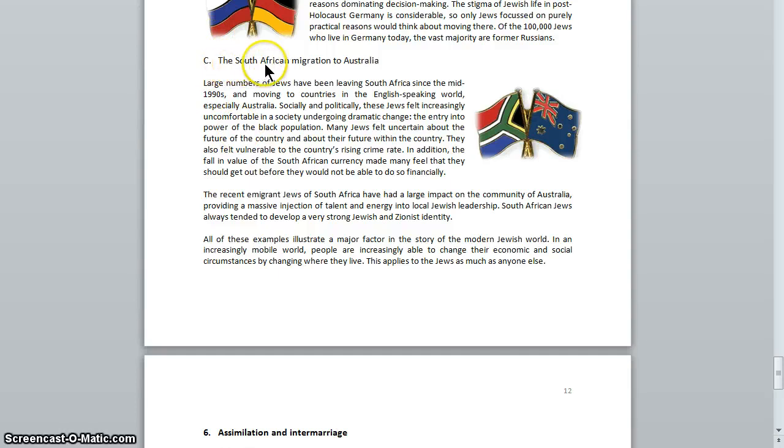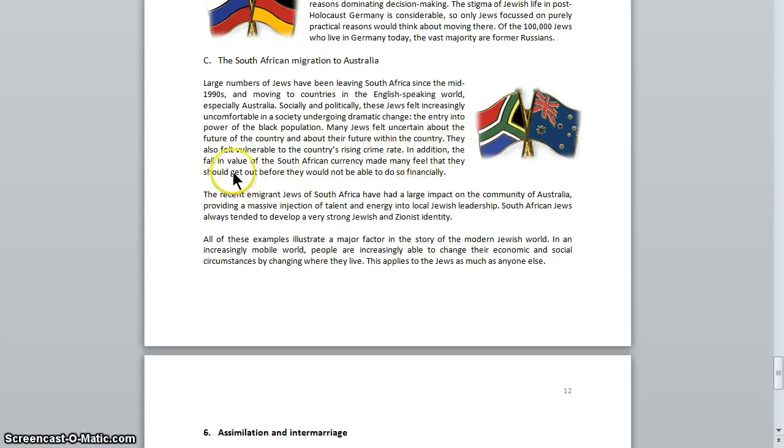C. The South African migration to Australia. Large numbers of Jews have been leaving South Africa since the mid-1990s and moving to countries in the English-speaking world, especially Australia. Socially and politically, these Jews felt increasingly uncomfortable in a society undergoing dramatic change, the entry into power of the black population. Many Jews felt uncertain about the future of the country and about their future within the country. They also felt vulnerable to the country's rising crime rate.